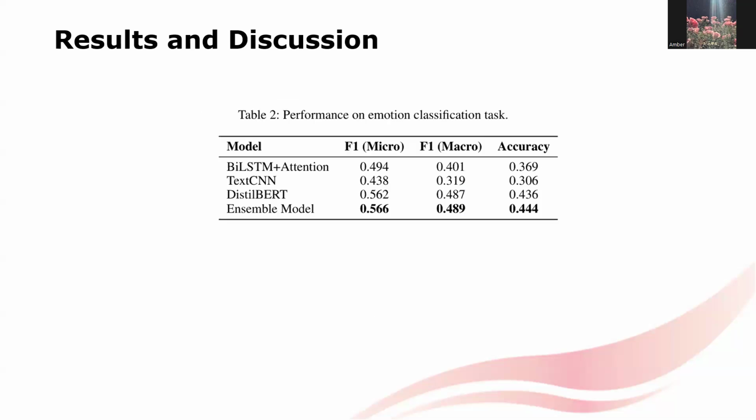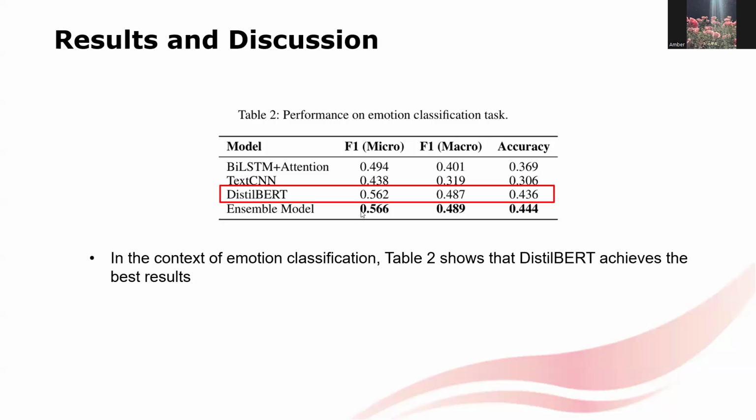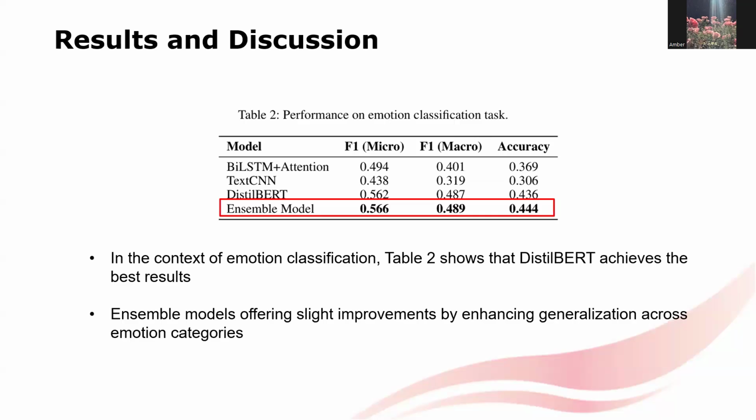This table shows the models tested on emotion classification tasks inspired by GoEmotions. Again, DistilBERT beats the pack, but we saw a small improvement in performance when combining all models in an ensemble. So ensembles do help with generalization, especially for underrepresented emotions.